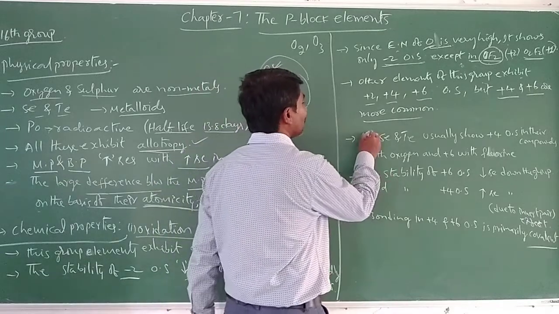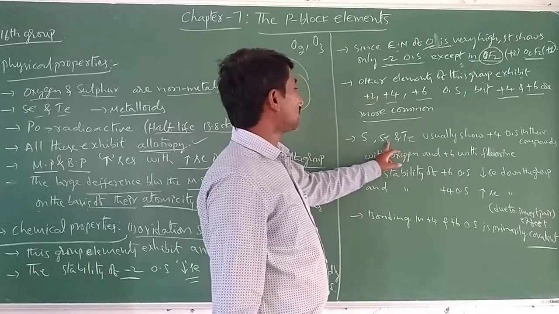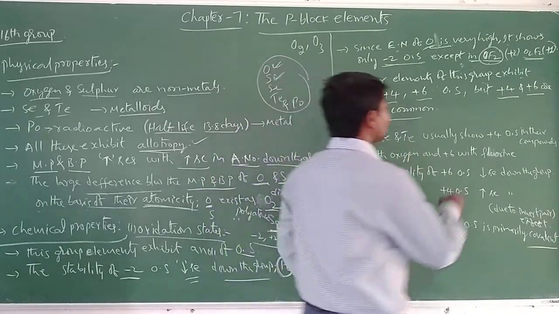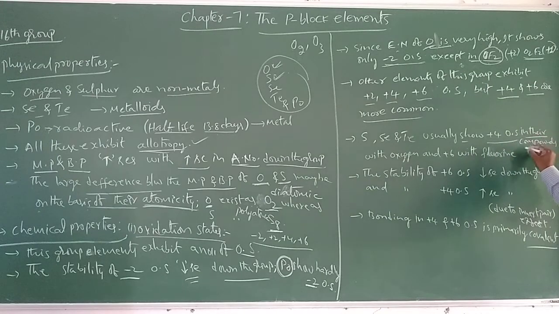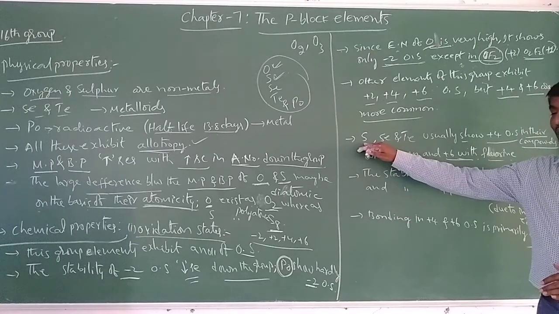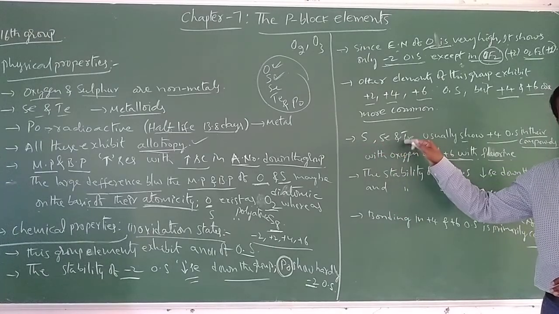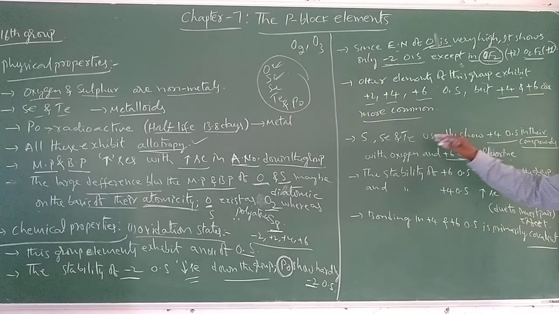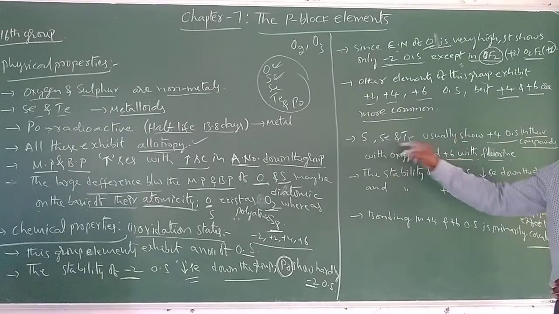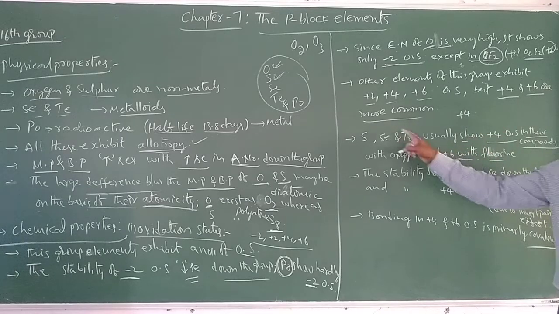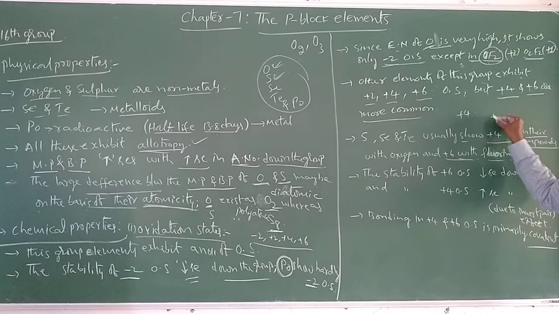Another point is that sulfur, selenium, and tellurium usually show the +4 oxidation state in their compounds with oxygen, and the +6 oxidation state with fluorine. So when these elements react with oxygen, they generally show a +4 oxidation number. When they react with fluorine, they show a +6 oxidation state.